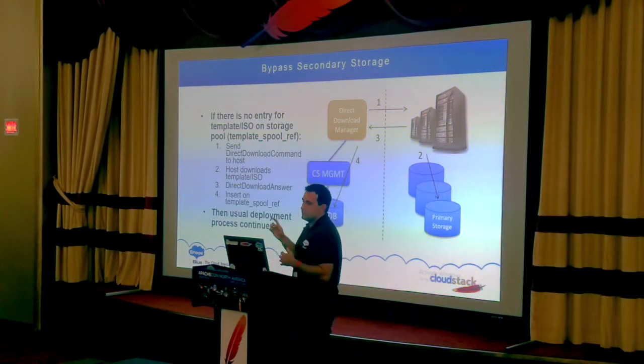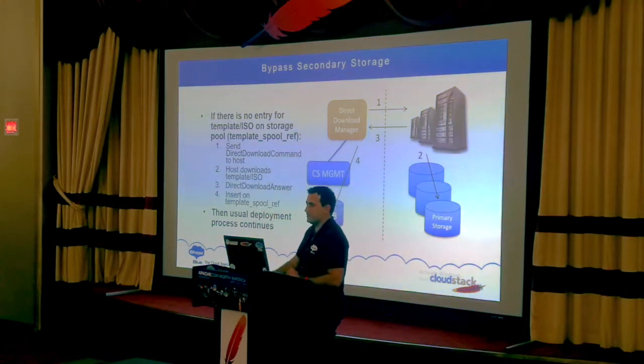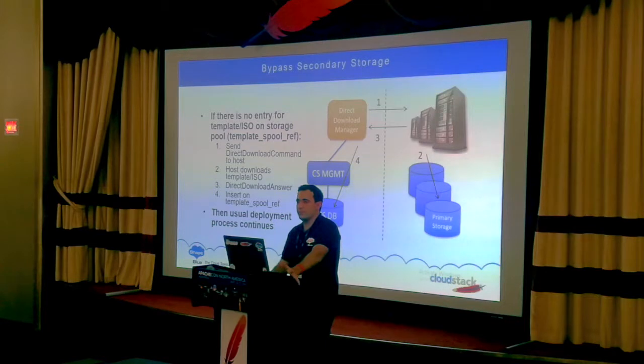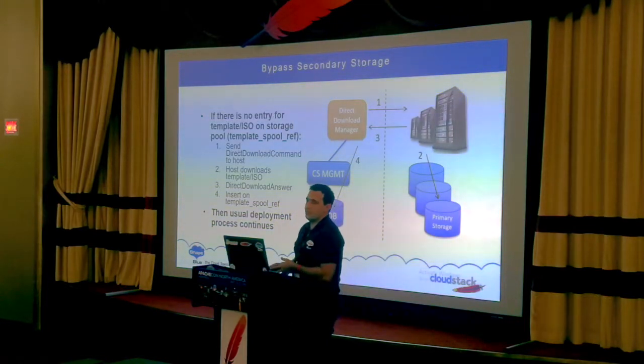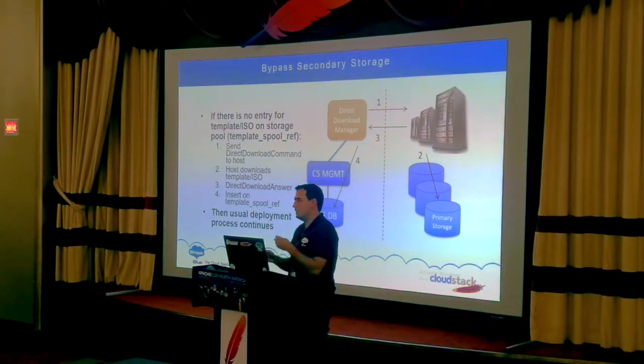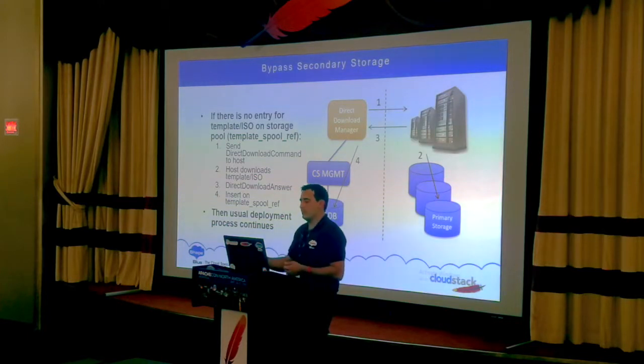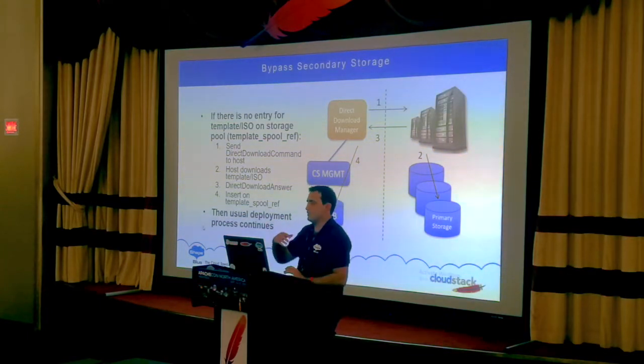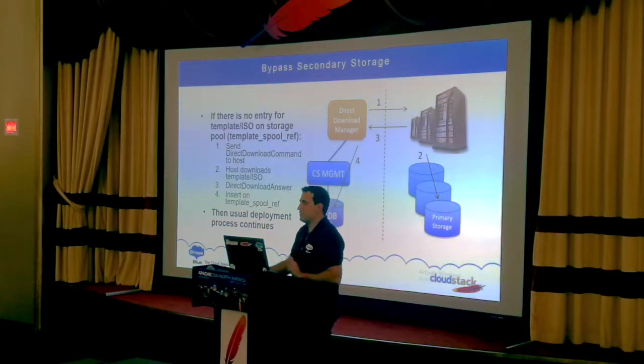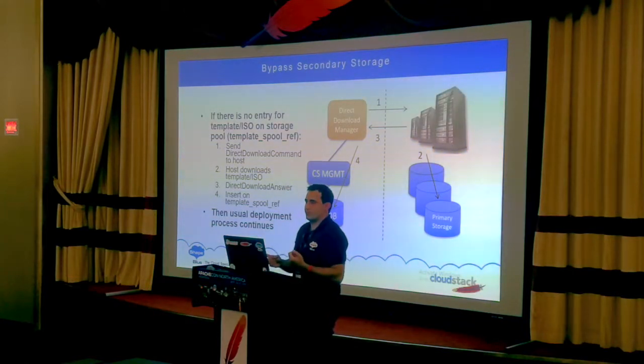So whenever we want to deploy from a template which bypasses secondary storage, CloudStack uses a new manager, which interacts with the host directly and with the management server. It first looks for entries in the templates pool ref table, which is a table of references for templates in primary storage. If it does not find a reference for that template in primary storage, and that template is to be downloaded directly into primary storage, it needs to download it. So it sends a command to the host to tell it that the template should be downloaded from the URL into primary storage. Once that is done, the host sends its answer back, and the template store ref table is updated. Then the usual deployment process continues the same as before.